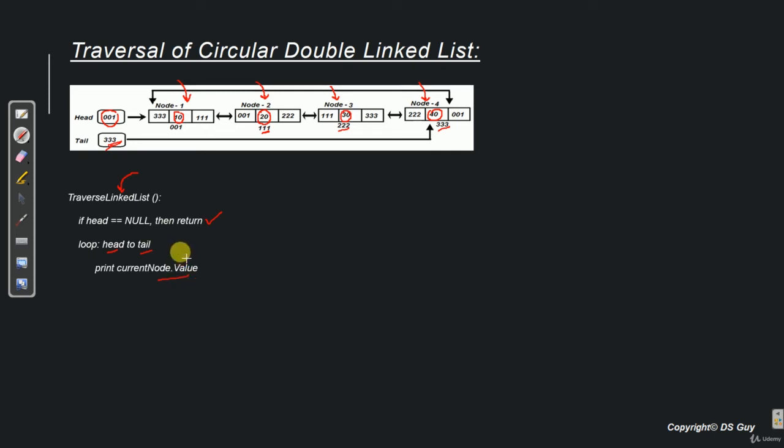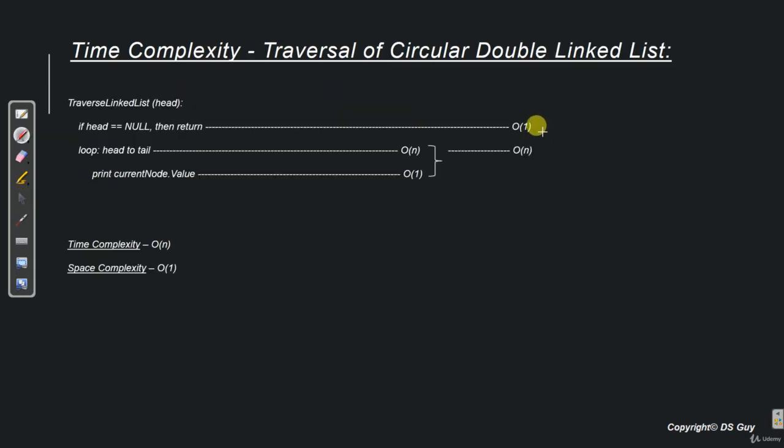Now let's see what the time and space complexity of this algorithm is. So checking if head is equal to null or not is a constant time operation. Looping from head till tail essentially involves visiting each and every node. So that is order of n time complexity. Printing the current node's value is a constant time operation. So if we add all of them, we get time complexity of order of n.